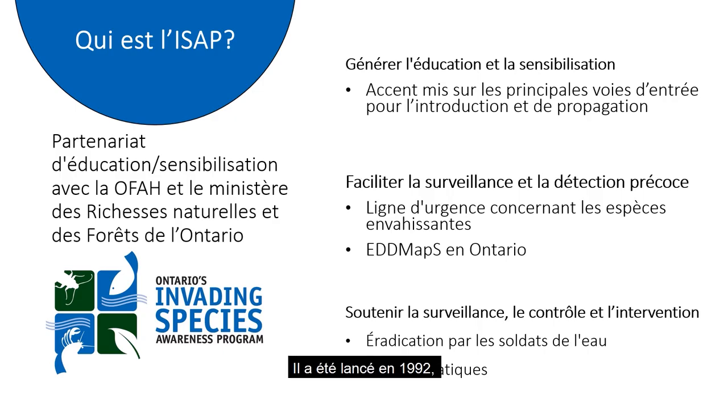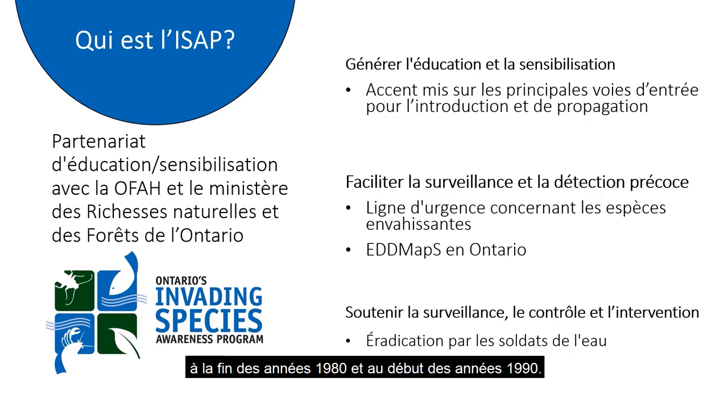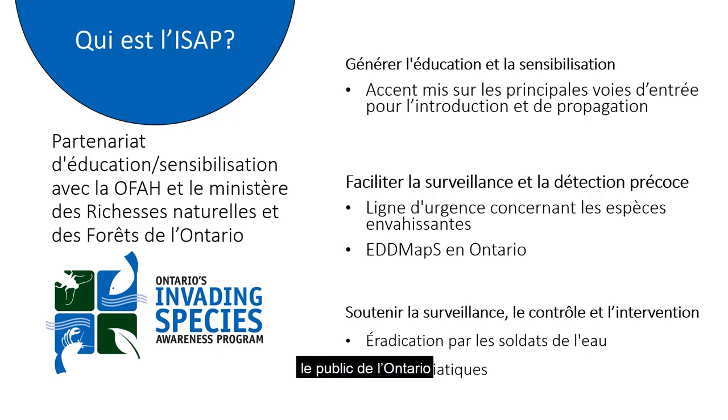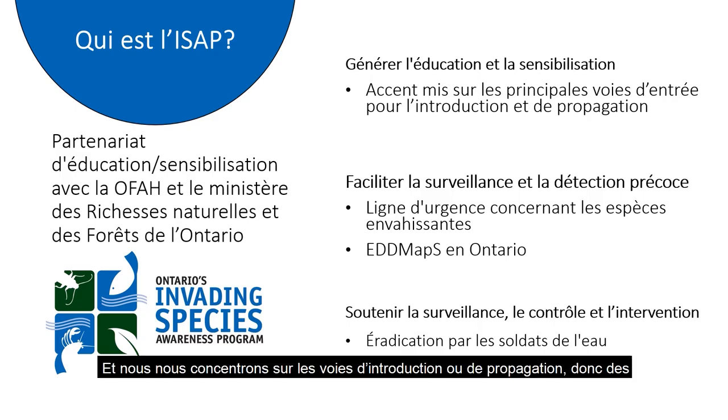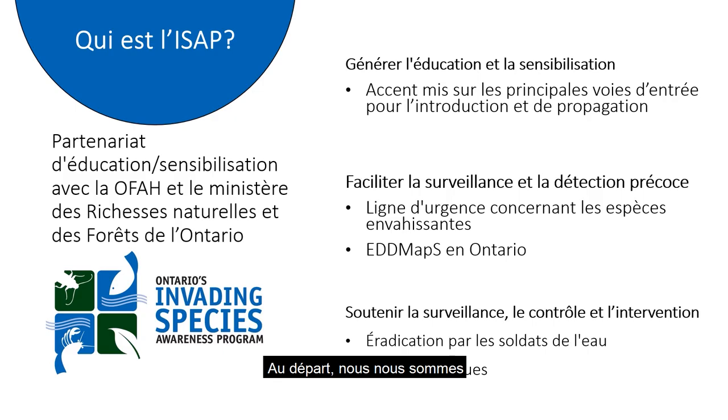So within the OFAH, we actually have four conservation programs, and the ISAP, or the Invading Species Awareness Program, is the oldest and longest standing program that we have at the OFAH. It was started in 1992 as a partnership between the OFAH and the Ministry of Natural Resources and Forestry. Really, it started once zebra mussels got into Ontario in the late 80s, early 90s, and there was a recognition that we had to start educating Ontario's public about these invasive species so that they could help in preventing the movement and introduction of these invasive species to other water bodies. So through that, we've really focused on generating education and awareness since 1992.